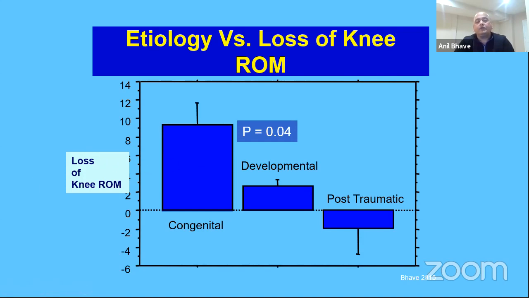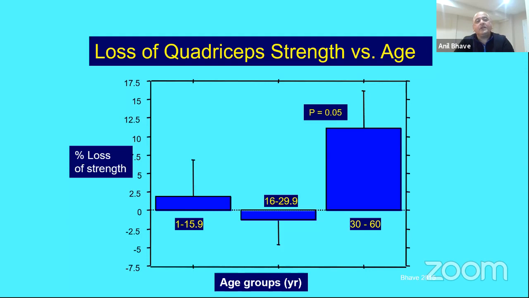Is the therapy based on diagnosis criteria, amount of range of lengthening or percent lengthening? So what we found was the most important criteria for deciding who will lose range of motion based on this was congenital patients. And then who would lose the strength? The older people would lose the strength, a lot more than the younger patients.